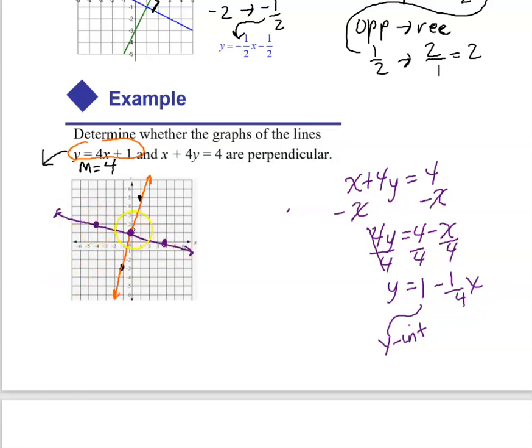Okay, so my new line does look like they are perpendicular to each other. I'm going to make sure, because I'm going to look at my slopes. So I'm going to take my beginning slope. The opposite of 4 would be negative 4. And then I need to look at the reciprocal of that. So if I flip that over, I would have negative 1/4. So yes, they are perpendicular.